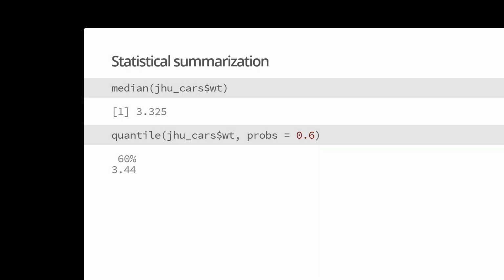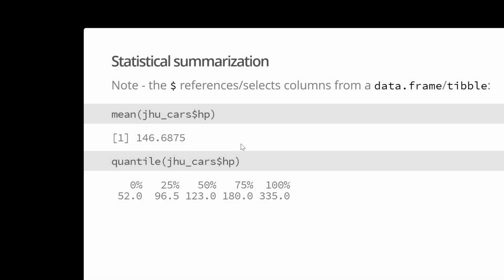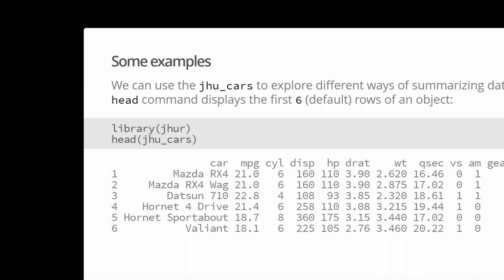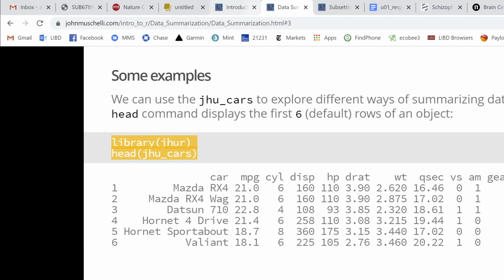Again, median of the weights. If you wanted to take, say, the 60th percentile, you'd say probs equals 0.6. That says the 60th percentile is 3.44. And here you can actually collect multiple percentiles to do in a vectorized way.